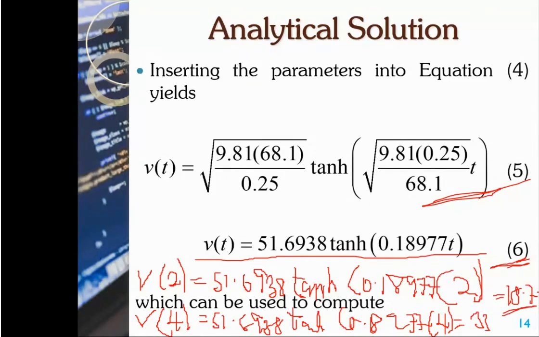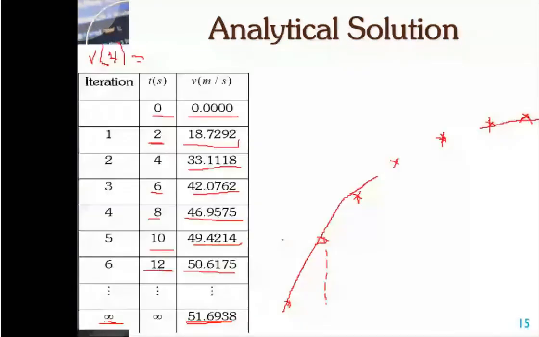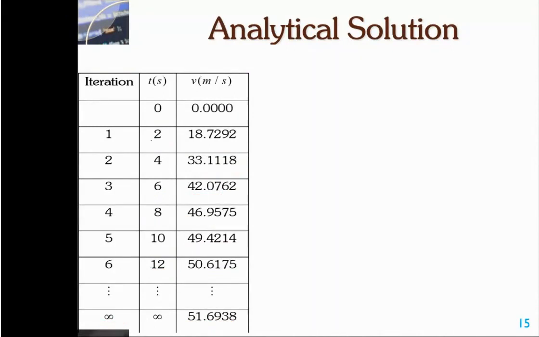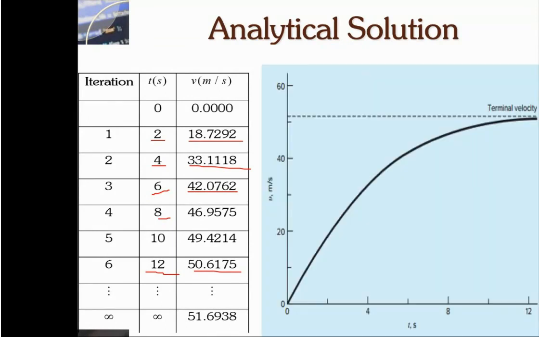Okay, so the question demanded that we estimate the velocity for the first 12 seconds. So we would have to do this until we get to the 12th second. And once we go through that, we are going to get this nice table that we have here. Remember that at time t equal to 2 seconds, we got a velocity of this value. At 4 seconds, we are getting 33.118. Now at 6, we are getting this. At 8, we are getting that, up to the 12 seconds, where we are getting 50.75.